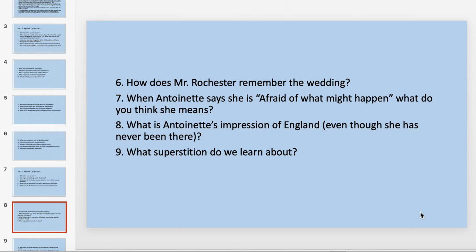Going on to 6, how does Mr. Rochester remember the wedding? If you think back to the scene, he doesn't really remember it that well. It's kind of a blur. He was there, but he's more concerned about what he's going to do now.